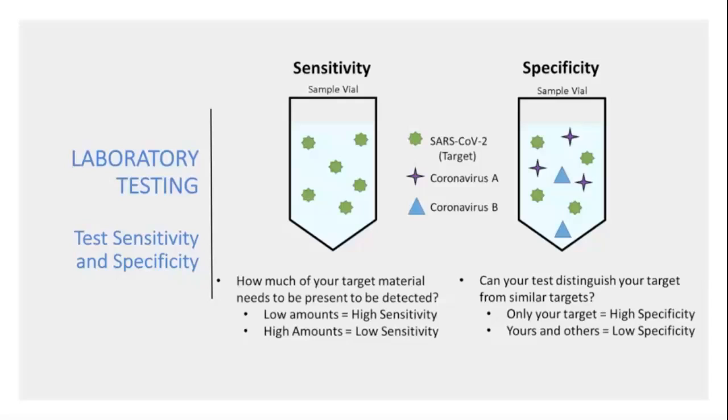The other term we consider a lot is specificity, which is looking at whether your test can distinguish your desired target from other similar targets. So in this diagram on the right, if your test is only detecting SARS-CoV-2, it has high specificity. But if your test detects SARS-CoV-2 and coronaviruses A and B, it has lower specificity. And in general, the best tests have high sensitivity and specificity. Advance the slide, please.